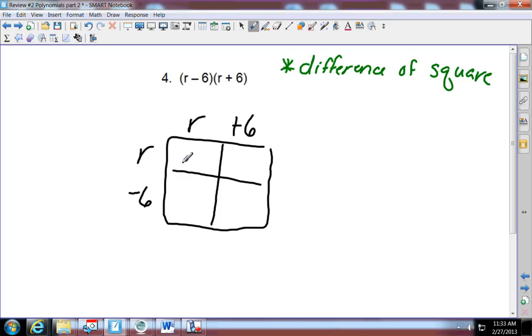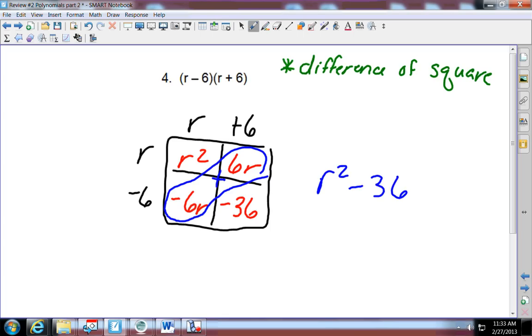R times R is R squared. R times 6 is 6R. Negative 6 times R, negative 6R. Negative 6 times 6, negative 36. Now what happens with the difference of squares is that these two boxes, they make 0. They go away because 6 minus 6 is 0. So I get R squared minus 36. That's my answer.